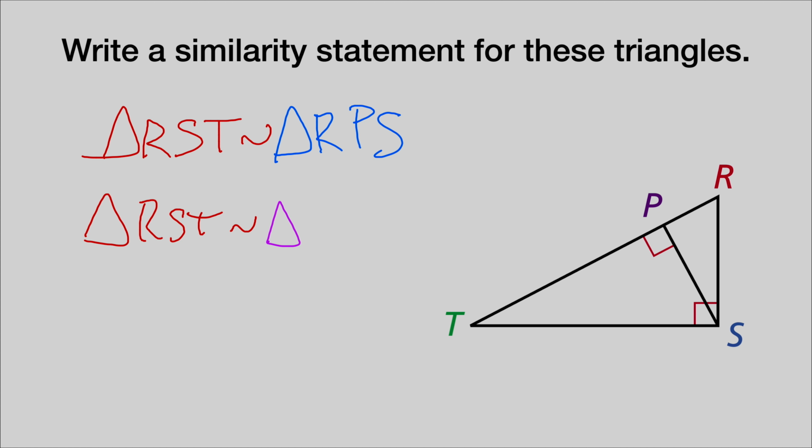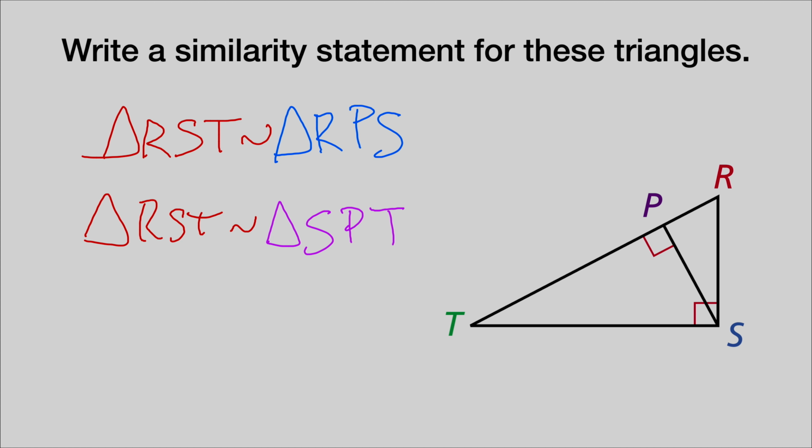In this case, well, let's see. R is now a different angle, but we actually know T is going to stay the same. So I'm going to say T. Now S was the 90, and that is once again P. Which means we're going to say SPT.